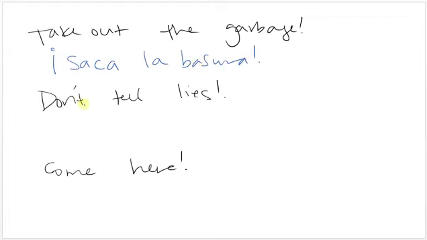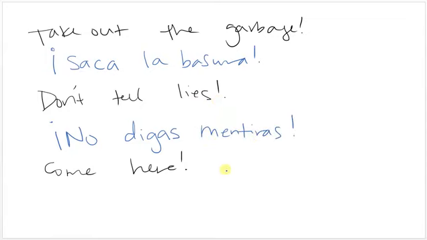Take out the garbage. Don't tell lies. So this is a negative command, which means it has to start with no. To tell is decir. Remember, to form the negative command, you're going to go to the yo, drop the o, add the opposite ending. For decir, the yo is digo. So we're going to drop the o, add the opposite ending. It's an IR verb, so the opposite ending is an a. And I have to add the s because it's a tú command. So no digas, and then lies is mentiras. Don't tell lies.